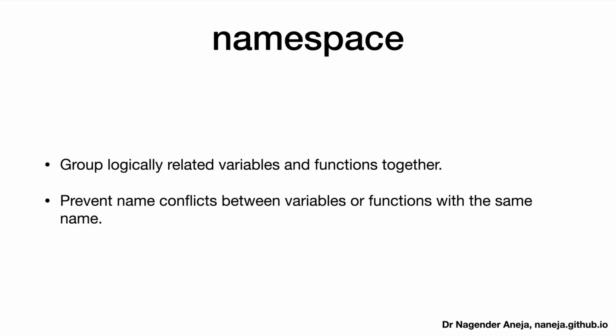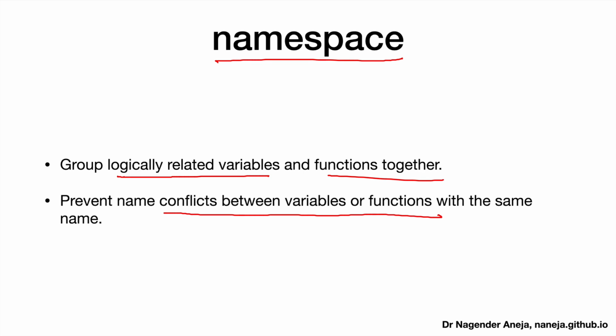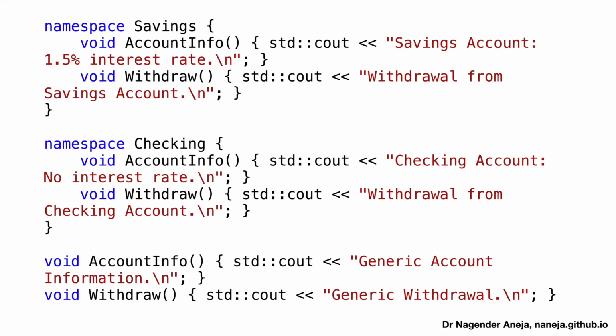Similarly, we can also use a namespace to group logically related variables and functions together. You have variables and functions, and we can put all of those variables and functions in one namespace, and we can create a number of namespaces. It will also prevent conflicts between variables and functions. You can have the same variable and same function in one namespace, and you can also have the same variable and same function in another namespace, and then you can use that namespace to tell which function you want to use. For example, here we have a namespace savings.